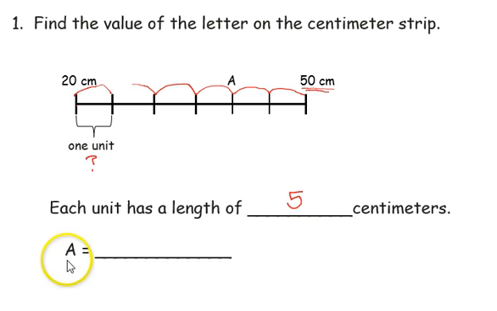Now we need to determine what the value of A is. So if we do our skip counting again, we have 25, 30, 35, 40. The A is at the 40 centimeter mark on this centimeter strip. So A equals 40 centimeters.